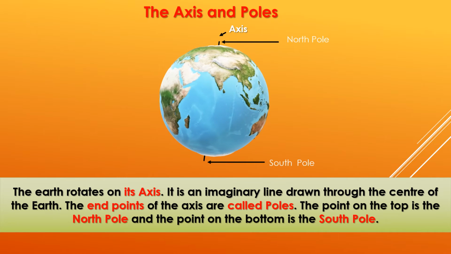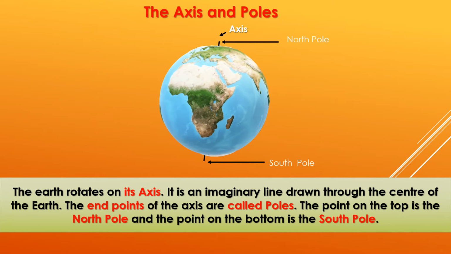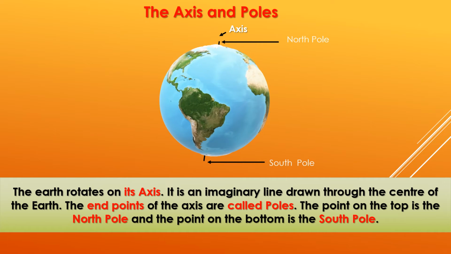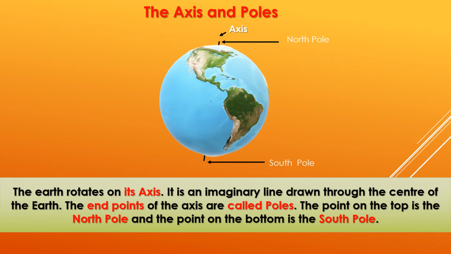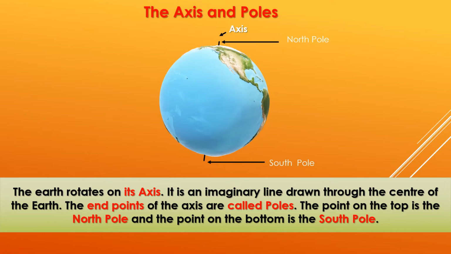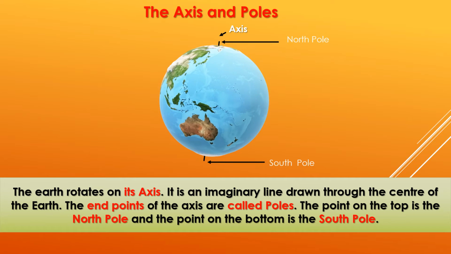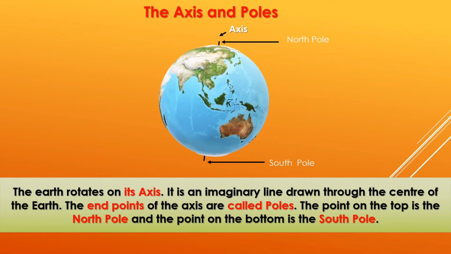As we know, the Earth rotates on its axis, which is an imaginary line drawn through the center of the Earth. The endpoints of the axis are called poles. The point on the top is the North Pole and the point on the bottom is the South Pole.